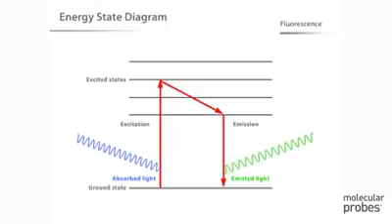The energy in the emitted light is dependent on the energy level to which the fluorophore is excited, and that light has a specific wavelength and consequently a specific color.